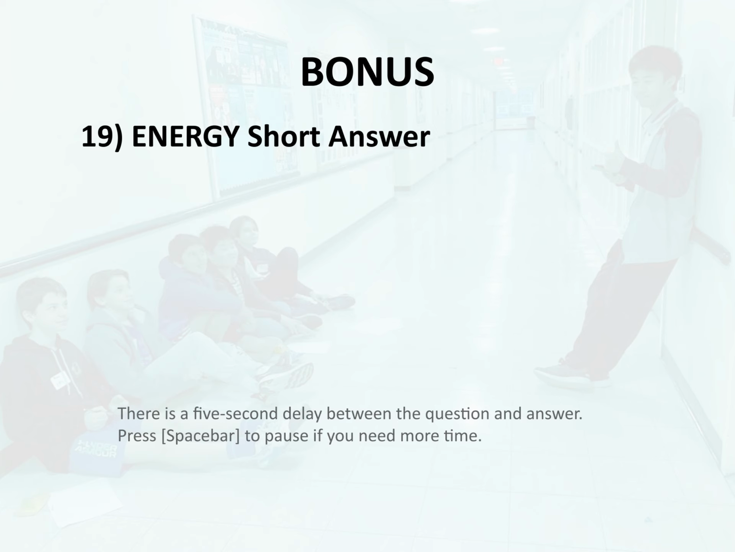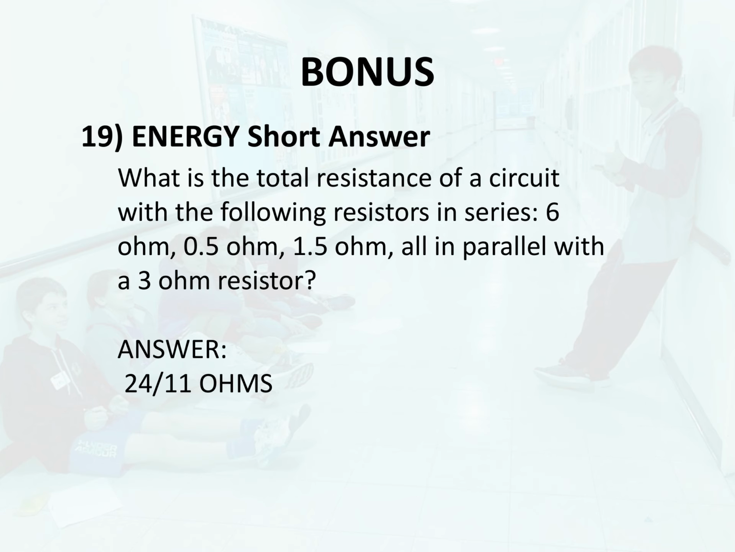Bonus 19. Energy. Short answer. What is the total resistance of a circuit with the following resistors in series: 6 ohm, 0.5 ohm, 1.5 ohm, all in parallel with a 3 ohm resistor? Answer, 24 over 11 ohms.